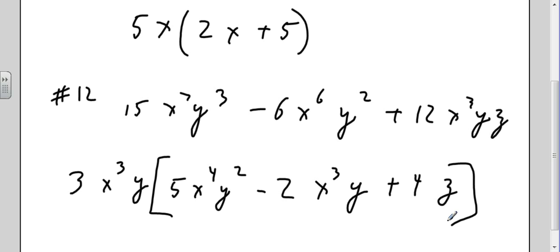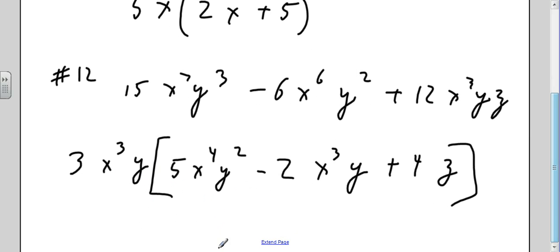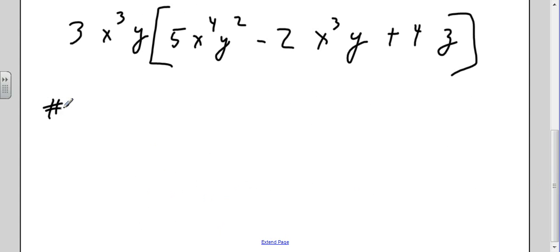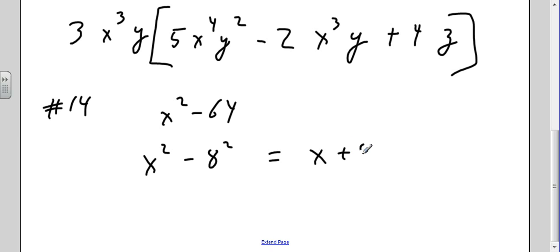Okay, we'll look at 14 next. Number 14, x squared minus 64. I recognize it as x squared minus 8 squared, and I factor it x plus 8, x minus 8. I'm in the section where I'm doing the factoring of the differences of two squares. So when I see 64, because I'm in that section of the book, I immediately think, oh, that's 8 squared, and then I continue on with the factorization.